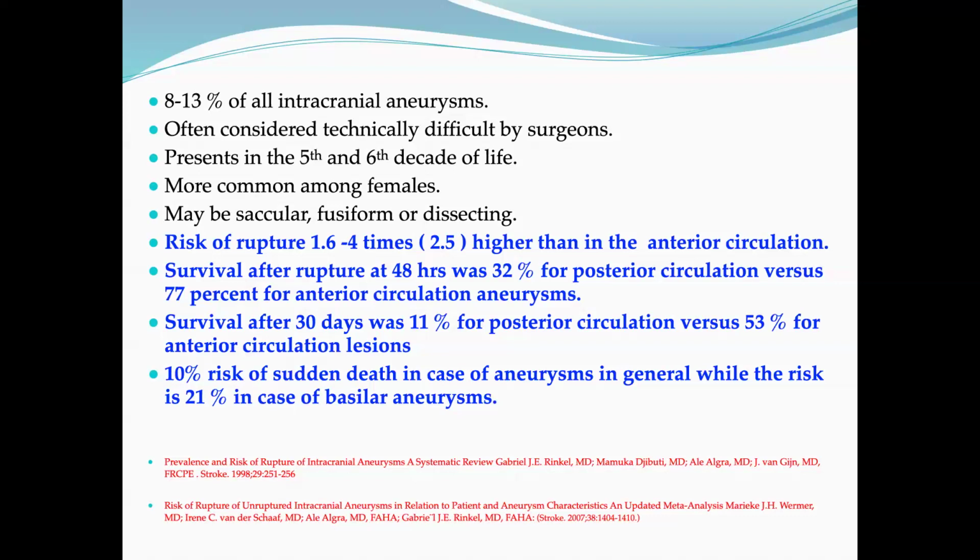So it's more than twice as risky. There is a 2.5 times greater chance of rupture, and the survival is only half. The survival after 30 days of a posterior circulation aneurysm rupture is just 11%. That is mostly a fatal disease, versus 53% for anterior circulation lesions. 53% means half of any aneurysm that ruptures dies ultimately. But in the case of posterior circulation aneurysms, approximately 90% of ruptured aneurysms can be expected to die. So there is a grave scenario, and hence the great need for treating them. There's also a 10% chance of sudden death in case of aneurysm rupture, while in the case of a basilar aneurysm in specific, the chance of sudden death is 21%.